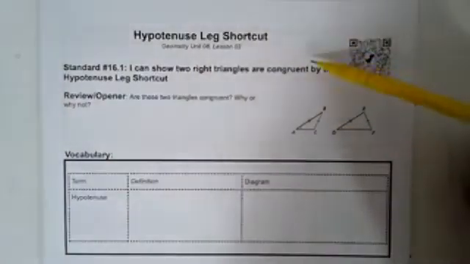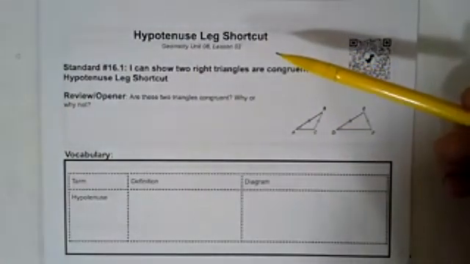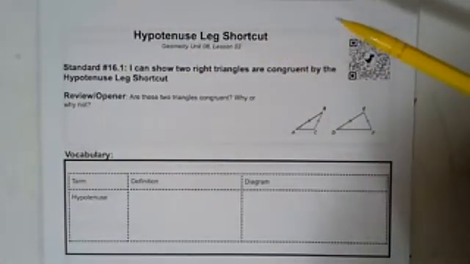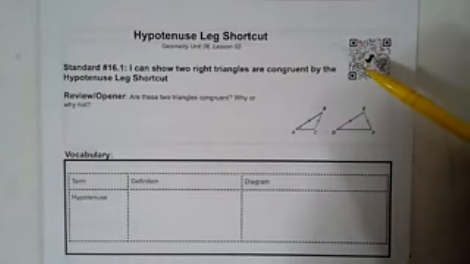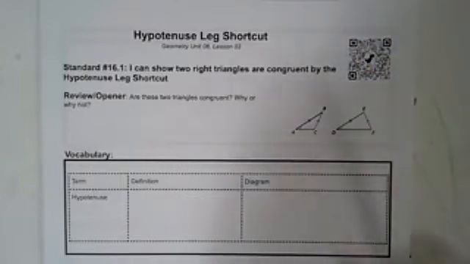So we're going to start off today with Hypotenuse Leg Shortcut, Geometry Unit 8, Lesson 2. Again, the QR code here is for extra help if this lesson doesn't do enough for you.